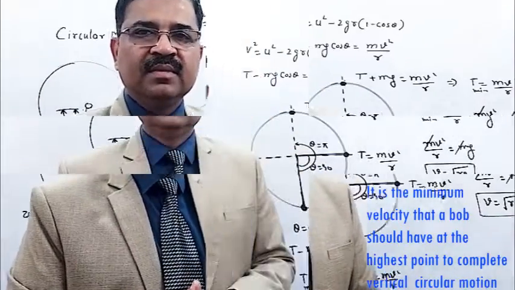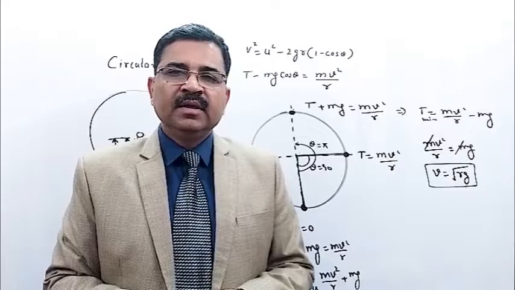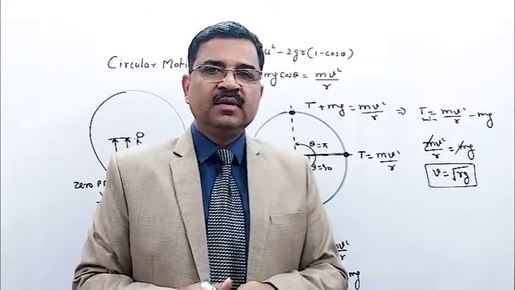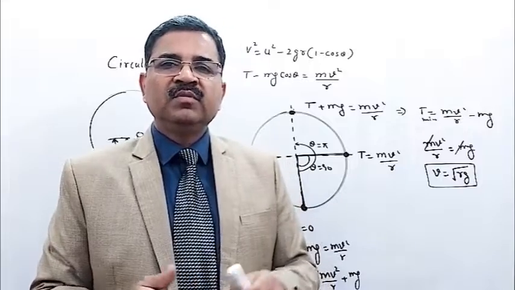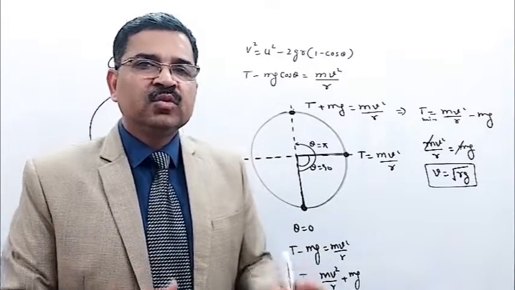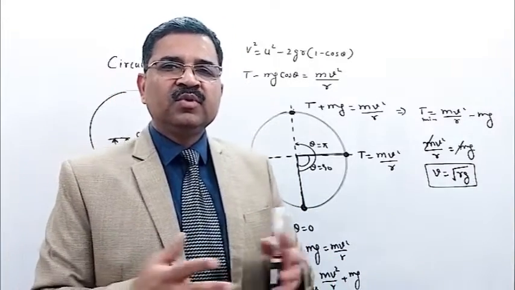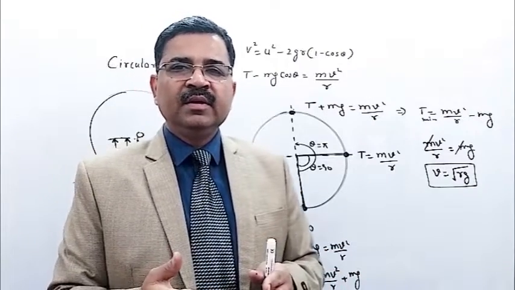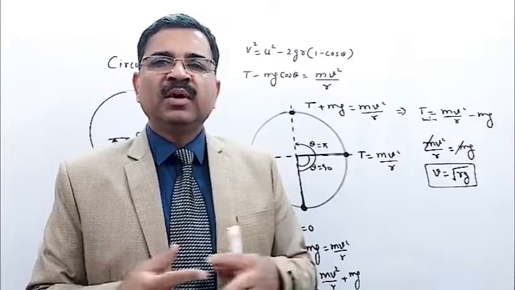तो स्टूडेंट्स हमने देखा कि अगर हाईएस्ट पॉइंट पे बॉब की वेलोसिटी अंडर रूट आर जी से कम होती है तो it will leave the circular path. तो अगर इसने सर्कुलर पाथ छोड़ दिया तो फिर ये किस पाथ को फॉलो करेगा? सो एक्चुअली it starts moving under gravity and under gravity it follows a parabolic path.